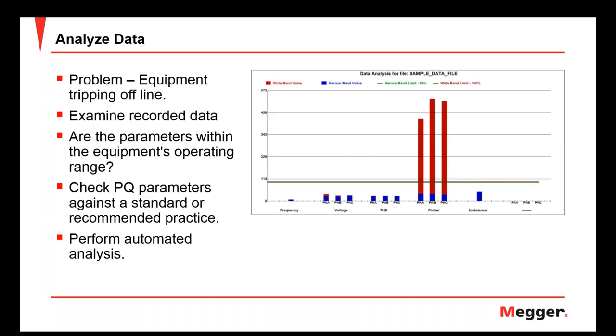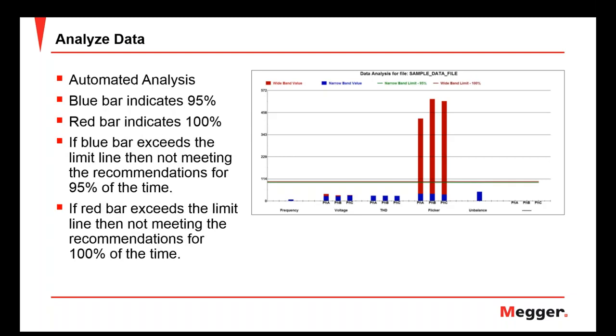So I'm looking at the different IEEE standards, and in this particular software, I can do an automated data analysis, which makes life really easy because this shows me right off the bat if I have any problems. The way this is read is that the blue bars indicate my frequency, voltage, THD, flicker, unbalance, and harmonics for 95% of the time. As long as they're underneath the line, it's good. My red bars indicate what they were for 100% of the time. You can see that the flicker goes above the bar, but that means less than 5% of the time I had a flicker issue, and that's not going to cause equipment to trip offline.